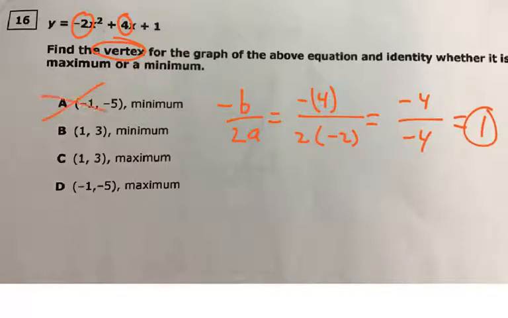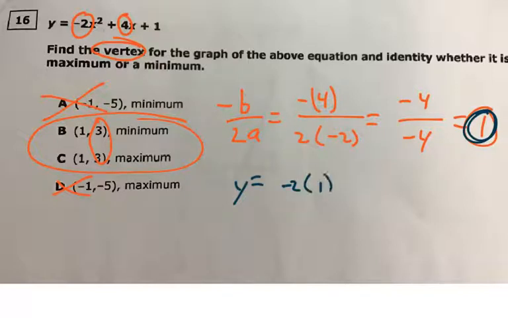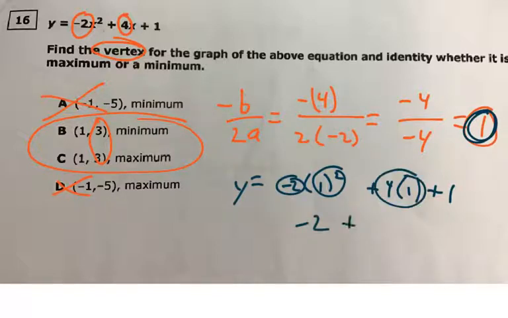So as you can see, I'm down to these 2. Now, where did the 3 come from? Very important to know. All I need to do is take my 1, plug it back in to find the y coordinate. So y is negative 2 times 1 squared plus 4 times 1 plus 1. I know 1 squared is 1, times negative 2 is negative 2. 4 times 1 is 4, plus 1. -2 plus 4 plus 1 is 3.